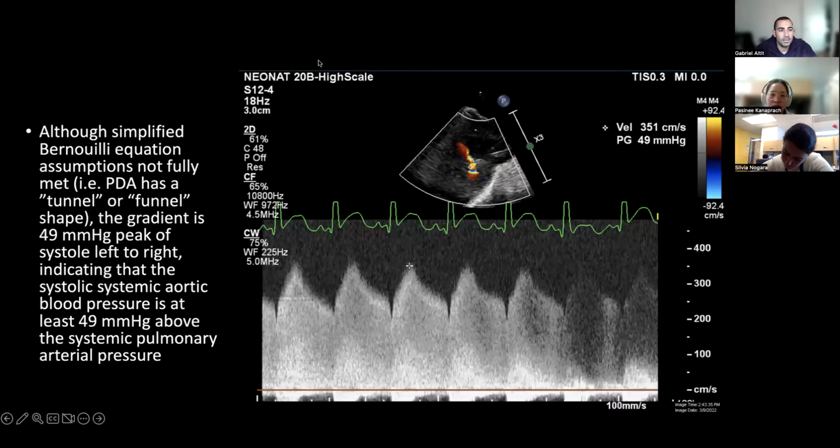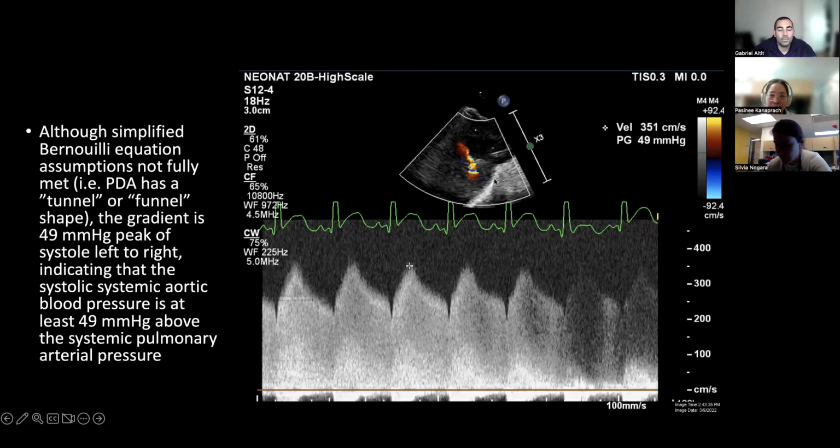So for example, in a baby like this, you can see that you have the PDA and you can see this pattern that looks more sawtooth, where what it's outlining is that the velocities are not going back to zero. So there's always a large pressure difference between the systolic and diastolic end of the pulmonary to aortic ratio. So in this particular baby, you could assume that probably your pulmonary systolic pressure is at least 49 below the systolic blood pressure in the aorta at the time of this image acquisition.